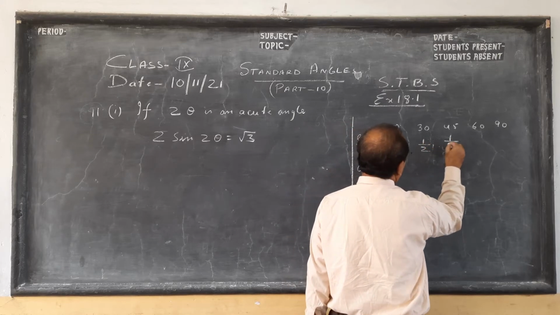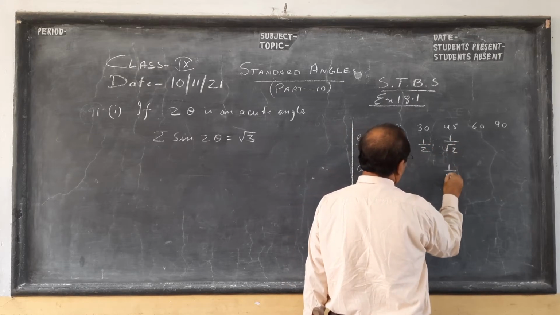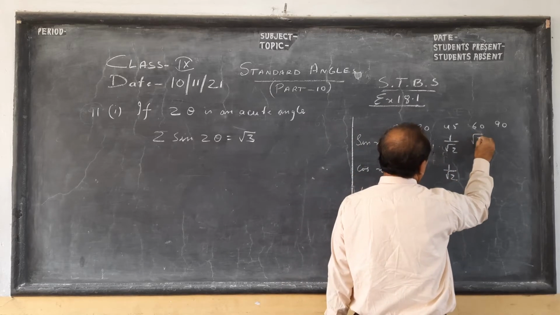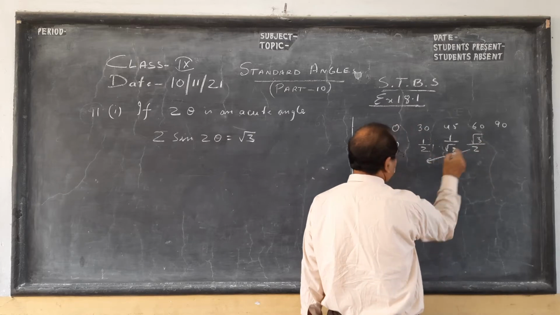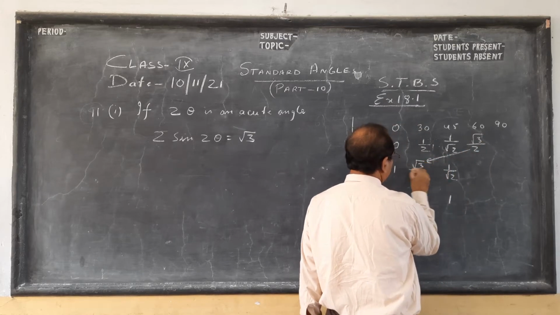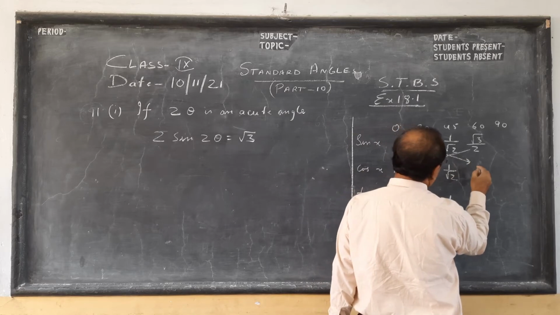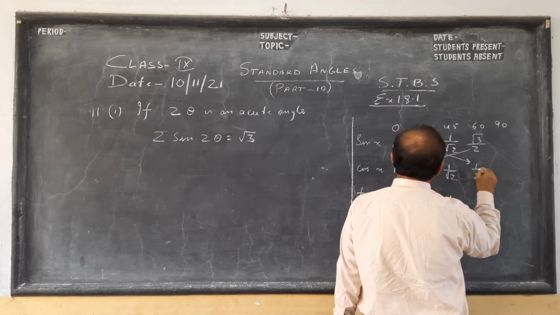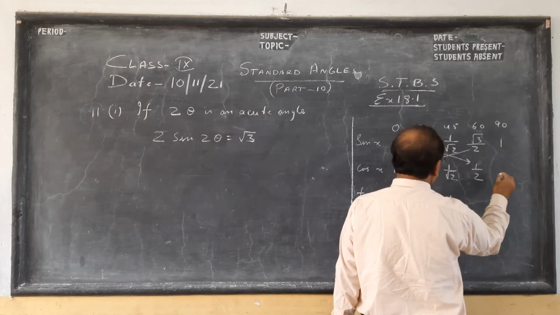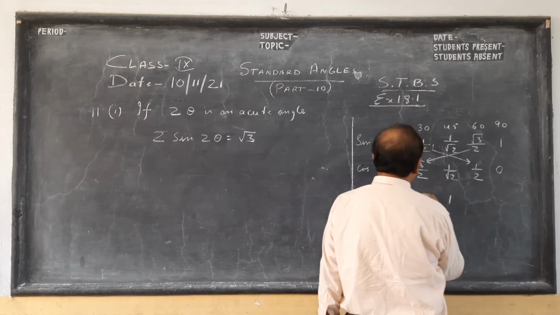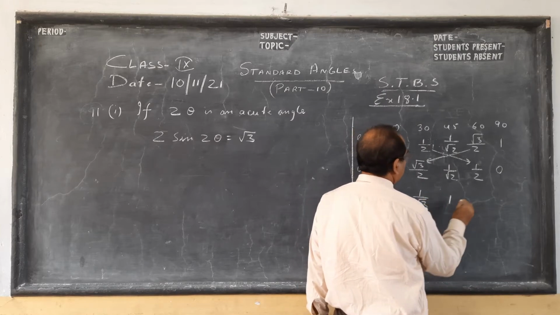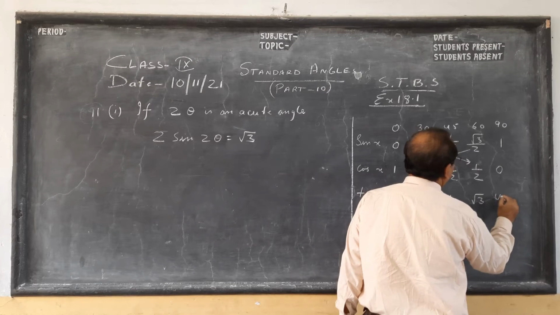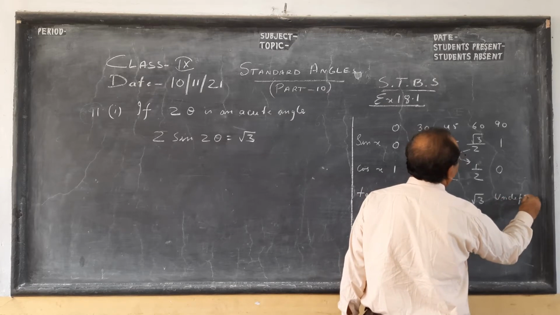Sine 30 is half, sine 45 is 1 by root 2, cos 45 is 1 by root 2, tan 45 is 1. This is root 3 by 2. So here sine 60 is cos 30, and sine 30 is cos 60. And here it is 1, sine 90 is 1, cos 90 is 0. Tan 30 is 1 by root 3 and tan 60 is root 3, and tan 90 is undefined.